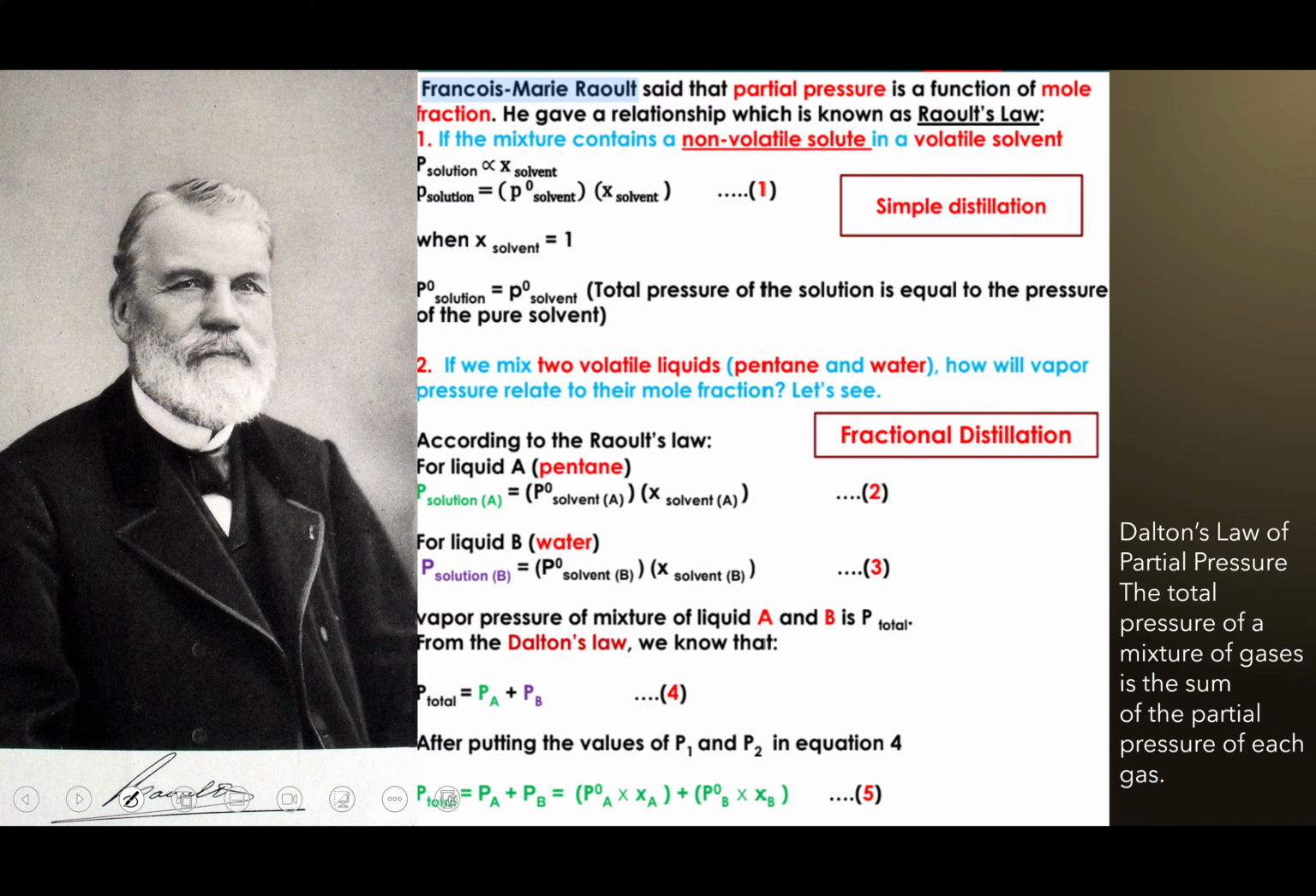So number one, if the mixture contains non-volatile solute in a volatile solvent, the pressure of the solution is going to be directly proportional to the mole fraction of the solvent. So the vapor pressure of the solution, the pressure of the solution itself, is going to be equal to the vapor pressure times mole fraction. When the mole fraction is 1, it's basically the same. That makes sense.